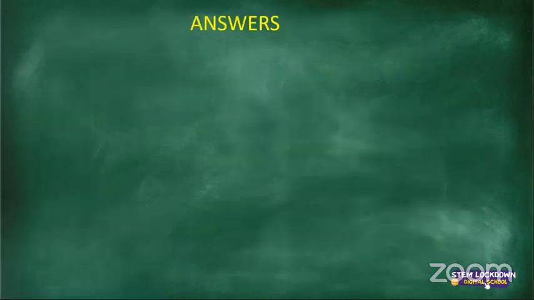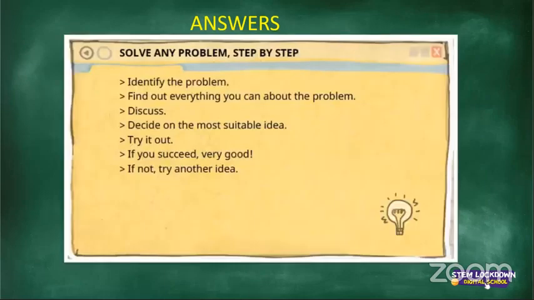Okay, so here was our problem-solving poster. Do you remember that? Okay, so the first step was to identify the problem. And then the second step is find out everything you can about the problem. The third step was discuss the problem. The fourth step was decide on the most suitable idea. The fifth step, try it out. And the sixth step, if you succeed, very good. And the other missing word was, if not, try another idea.